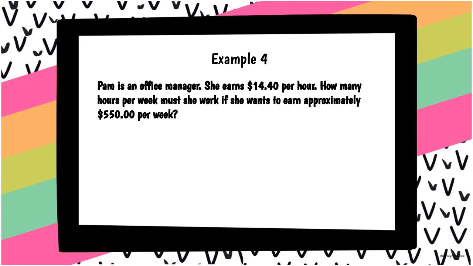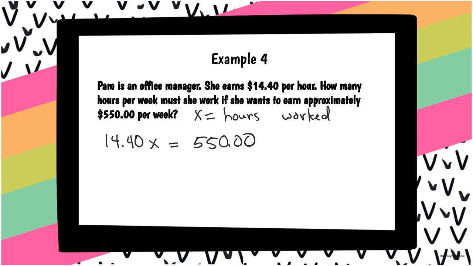All right, for our last example, we have that Pam is an office manager. She earns $14.40 per hour. We want to know how many hours per week must she work if she wants to earn approximately $550 per week. So again, we're going to set up the same exact thing we just did before. X is going to be the hours worked. So that's what we're trying to find. So we're going to say that 14.40 times X equals $550. So now we just solve for X, which means we divide both sides by 14.40.